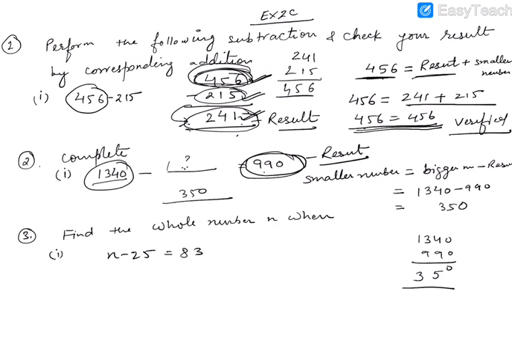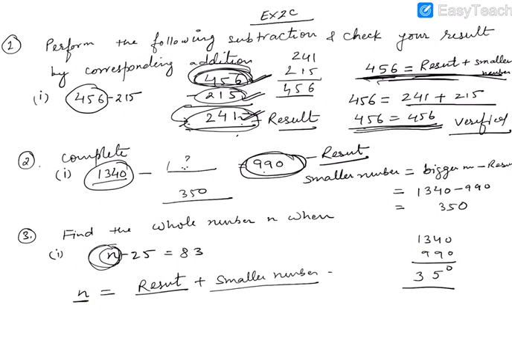Third, find the whole number n. This is the bigger number. How to get the bigger number? We'll use this method here. So n, the bigger number, is equal to result plus smaller number. This is the method I have used: bigger number is equal to result plus a smaller number.